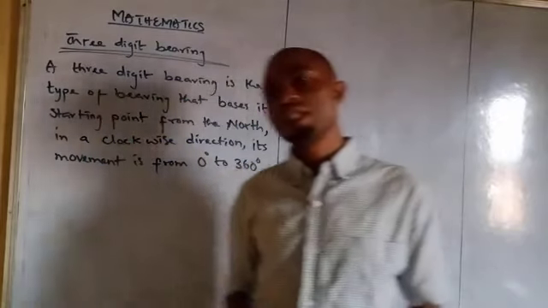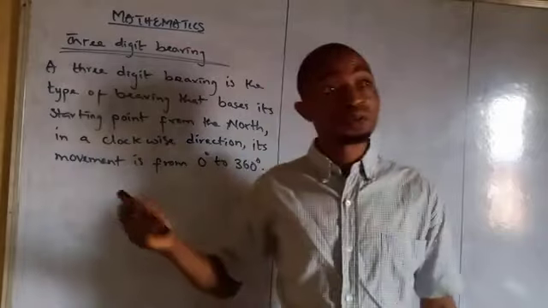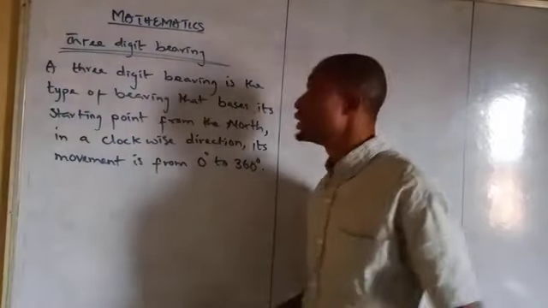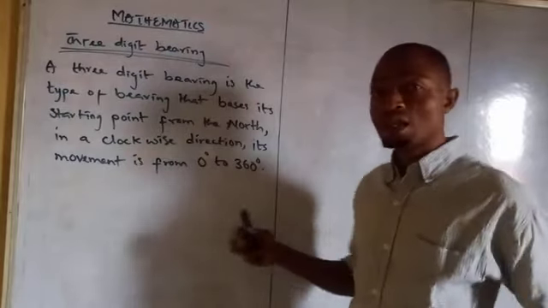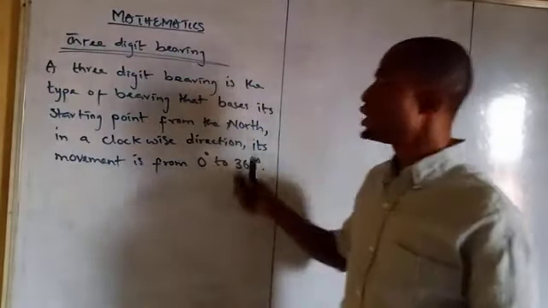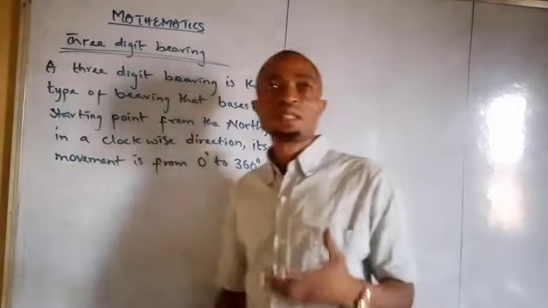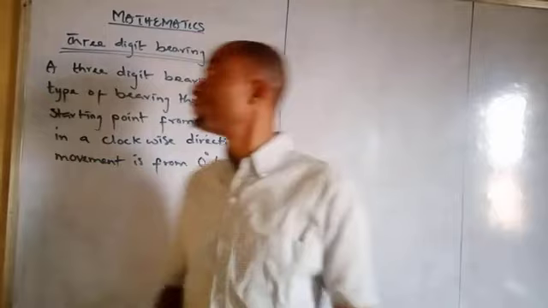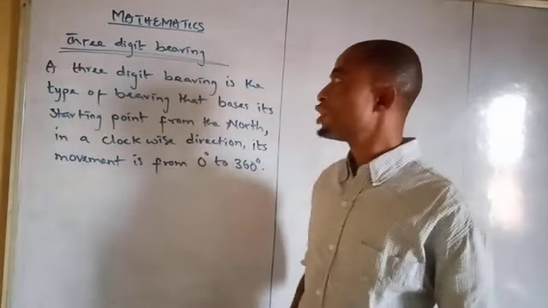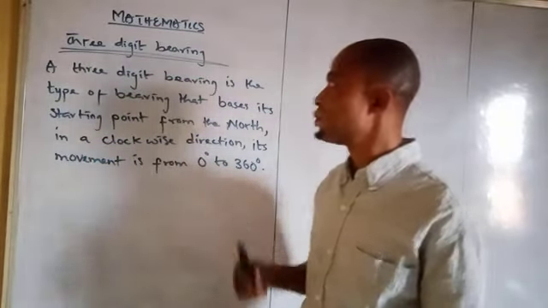In the last video I did, I talked about compass bearing, which is also the same thing as cardinal point bearing. There I treated all you need to know about compass bearing. I said that there are two types of bearing that we have: compass bearing and 3-digit bearing. We've treated compass bearing, but today we'll be looking at 3-digit bearing.